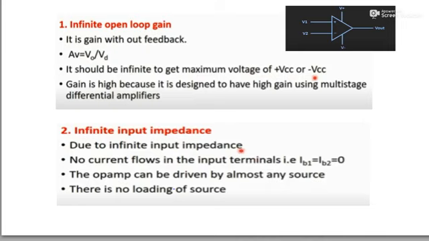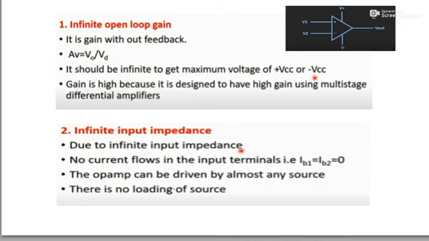It is denoted as AV, the voltage gain. AV equals V0 by VD, that is output to the differential input VD. VD equals V2 minus V1, and the gain should be infinite to get the maximum voltage of plus VCC or minus VCC. To operate this operational amplifier, the maximum voltage is 15 volt, minimum voltage is 12 volt. Here the gain is high because it is designed to have high gain using a multi-stage differential amplifier.